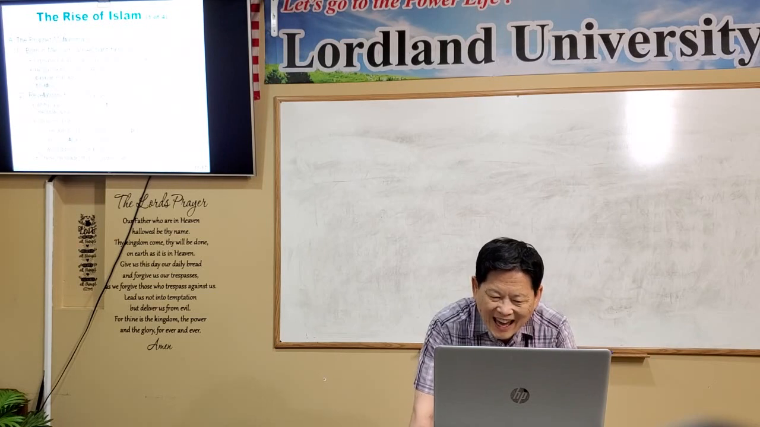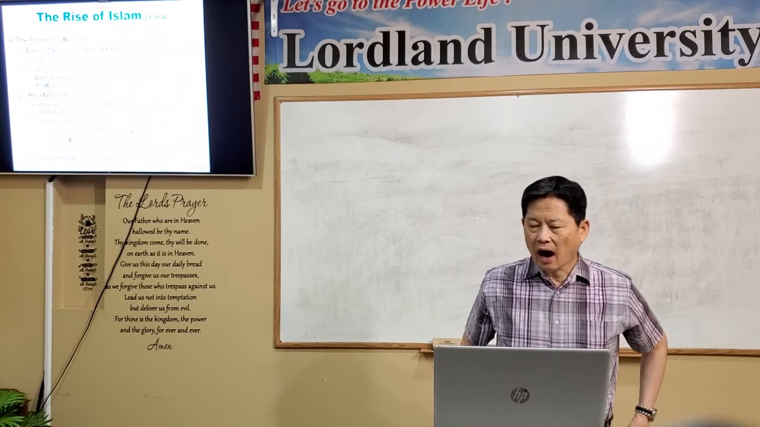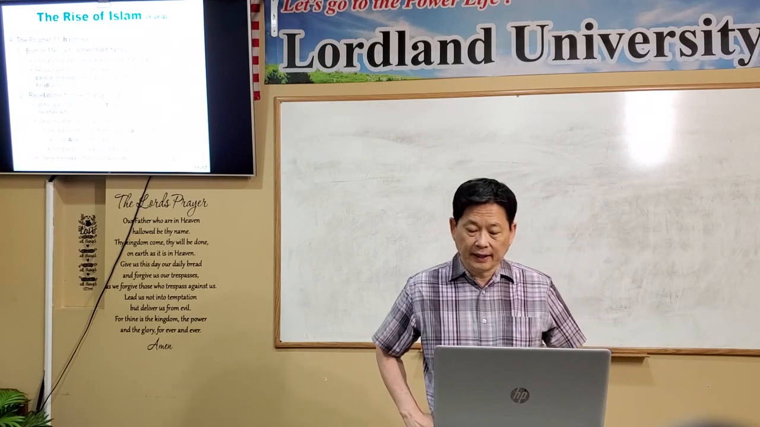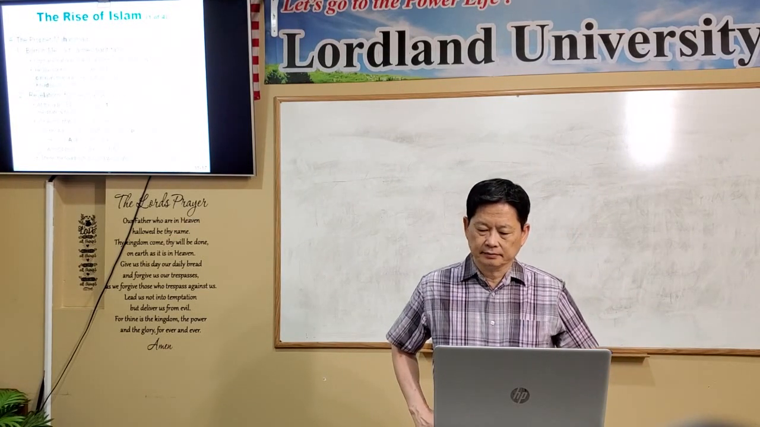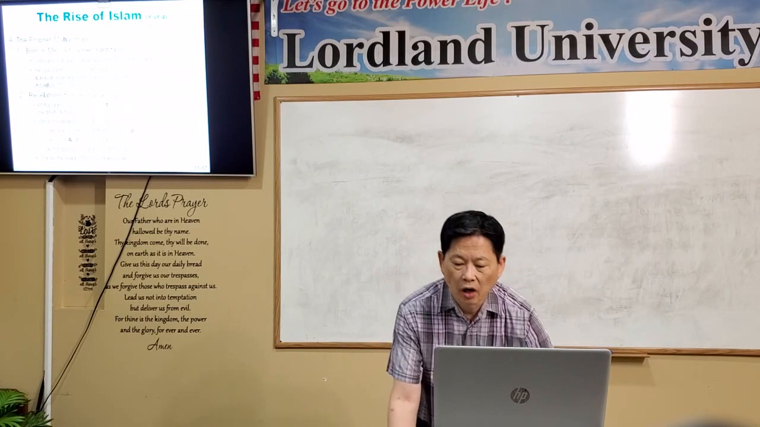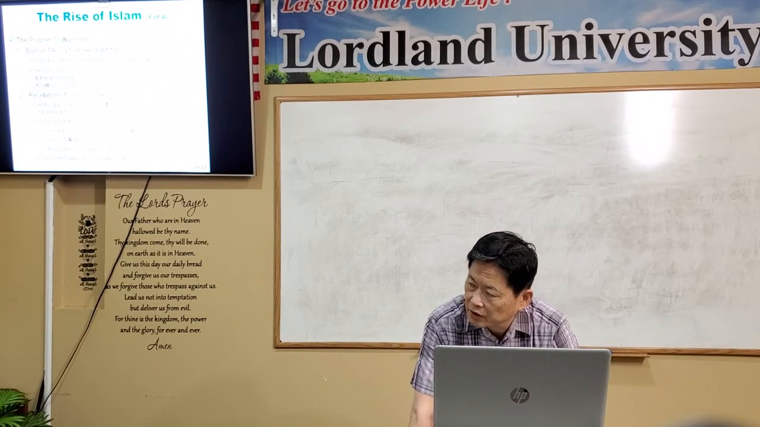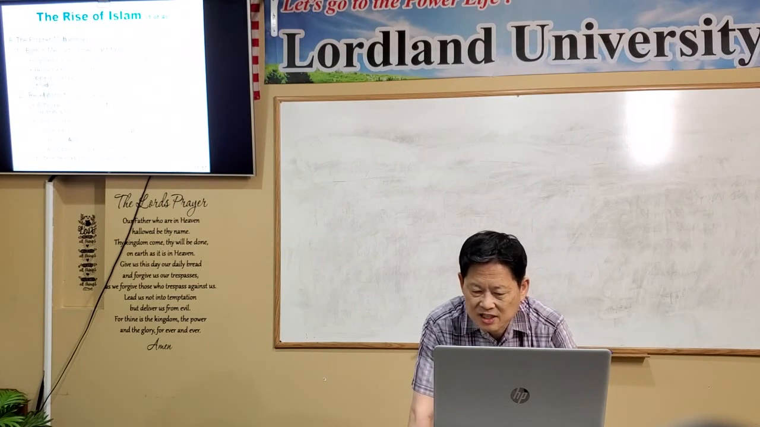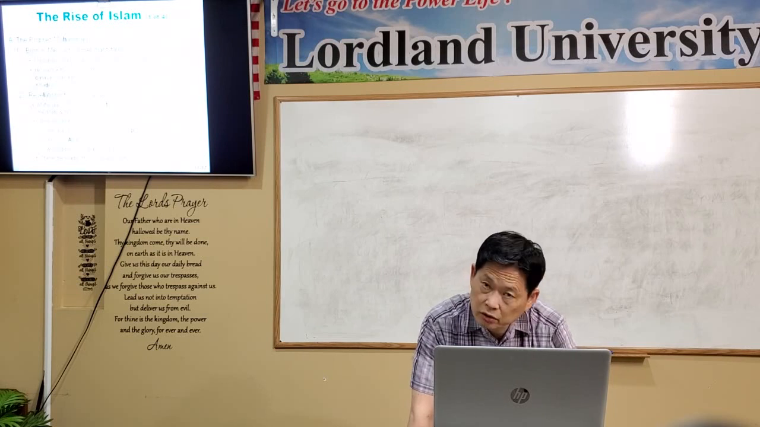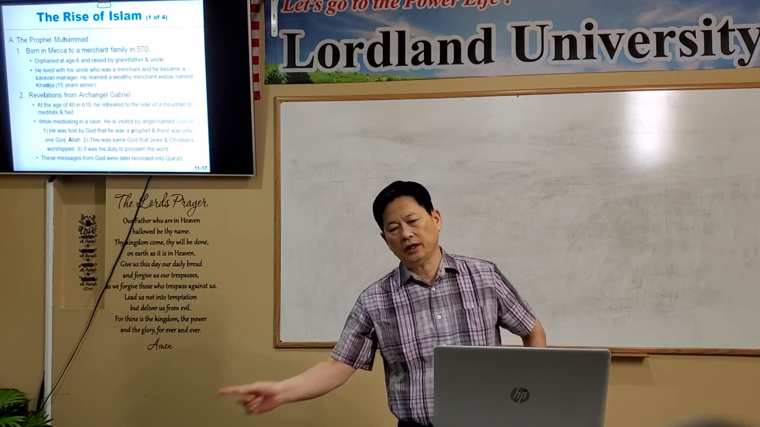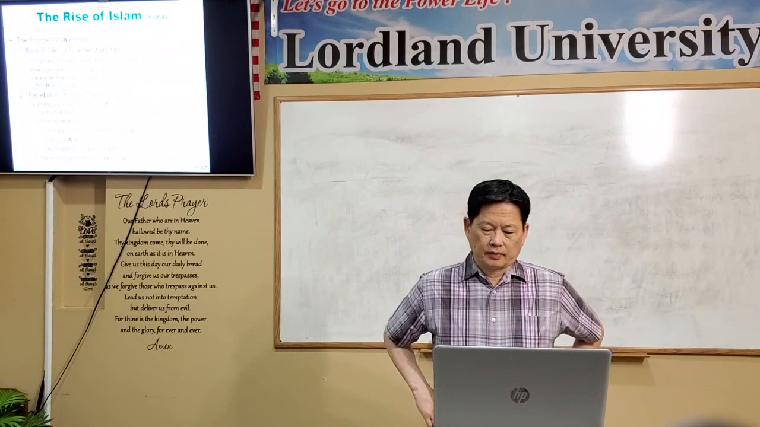Number 2, revelations from Archangel Gabriel. At the age of 40, in 610 Common Era, Muhammad retreated to the side of a mountain called Hira, in order to meditate and fast. This mountain will be shown in the subsequent slide.